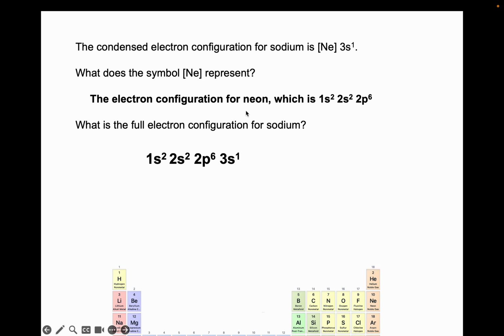The electron configuration for neon is 1s2, 2s2, 2p6. So in this shorthand for sodium, we could start with this noble gas and then tell me what comes after it. So we could start with the electron configuration for the noble gas and then identify what comes after it. That's what the condensed electron configuration is telling us.